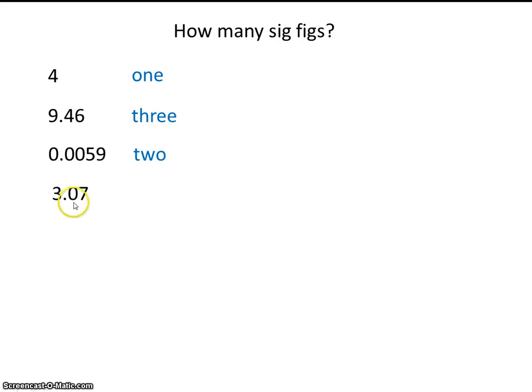Now this is a trapped zero. That's a zero that's trapped in between 2 significant numbers. And trapped zeros are significant. So this number has 3 sig figs.